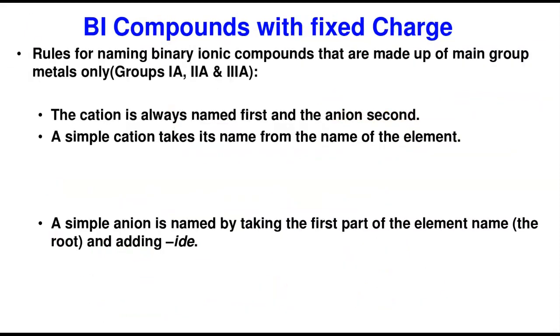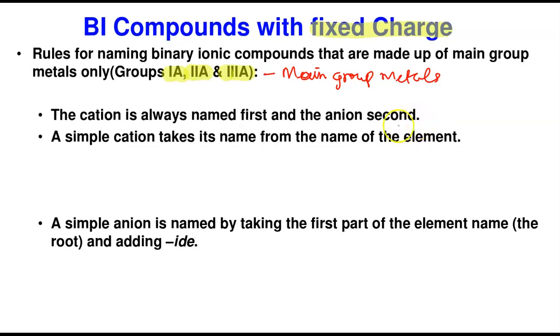Let's just take the rules immediately. These rules are in your notes. I want you to read them to understand them. Particularly, we're talking about this ionic compound. The first part of ionic compounds we'll be looking at are those that have a fixed charge. Fixed charges means that we're only concentrating on group 1, group 2, and group 3A elements. These are the main group metals, or the representative group metals, which are group 1A, group 2A, and group 3A.